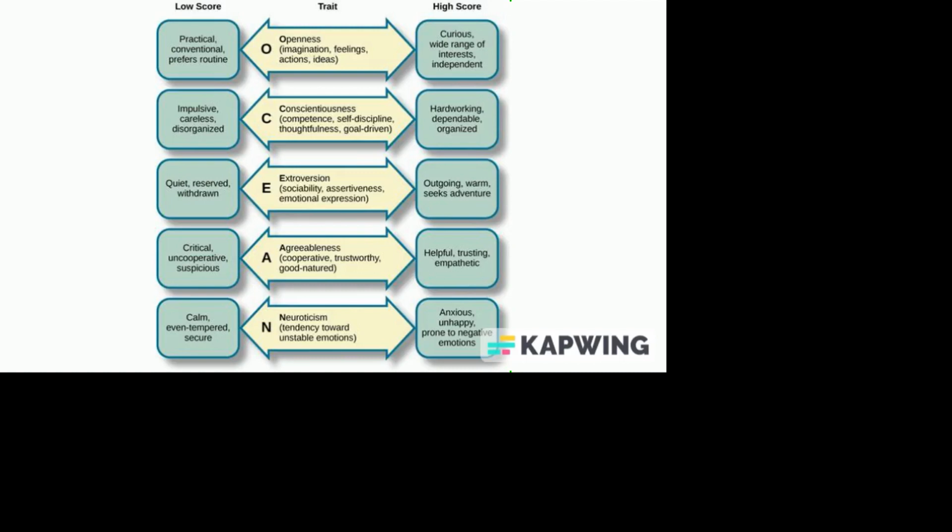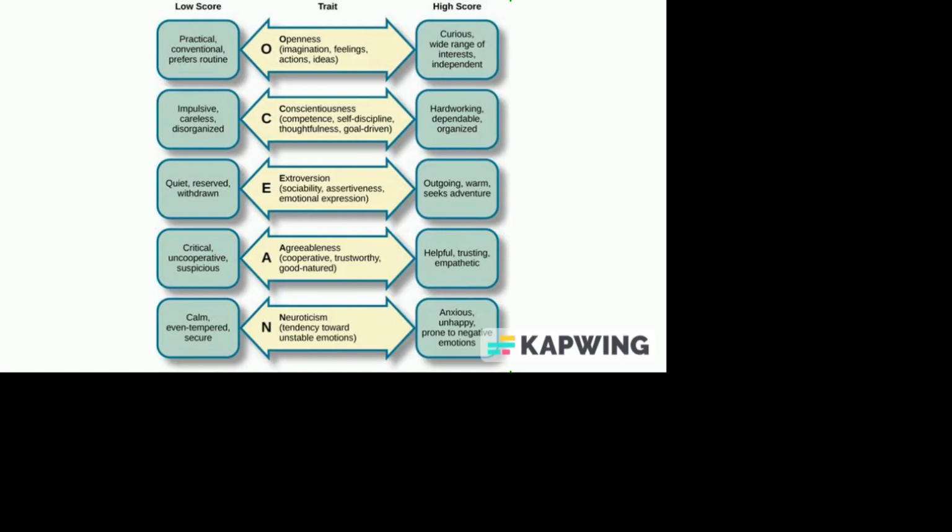Let's take a look at this graphic of the Ocean model. You can see at the top openness, and it's related to imagination, feelings, actions, ideas. When you score very low, you are more practical, conventional, and you prefer routine. If you score very high, you might be more curious, with a wide range of interests and very independent. Next is conscientiousness, and that's associated with competence, self-discipline, thoughtfulness, and being goal-driven. On the low end of that, you might be impulsive, careless, and disorganized. On the high end of that, you might be hardworking, dependable, and organized.